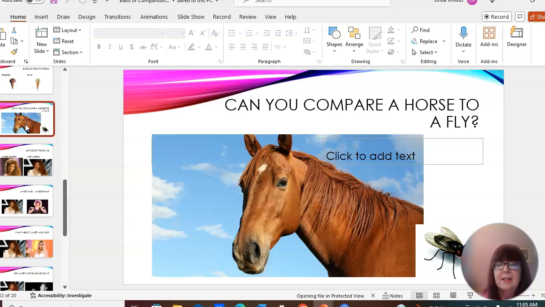A fly, on the other hand, can you compare a fly to a wasp? Yes. Can you compare a fly to a bee? Yes. Because they're tiny winged insects, right? And they have more in common than differences.